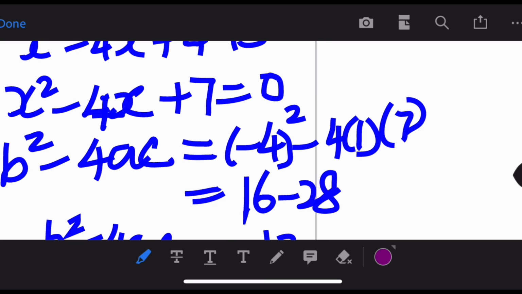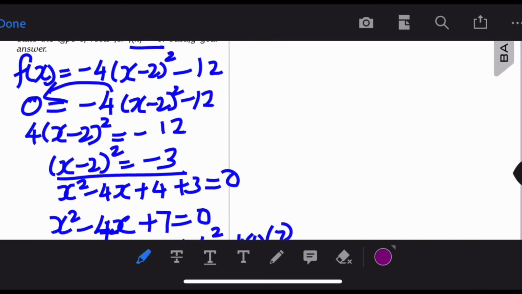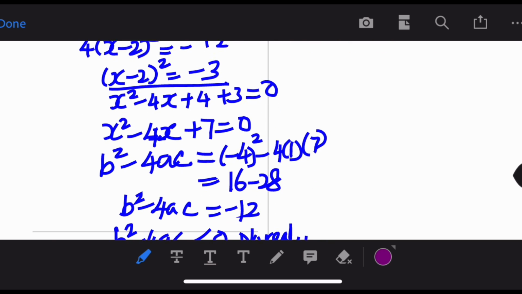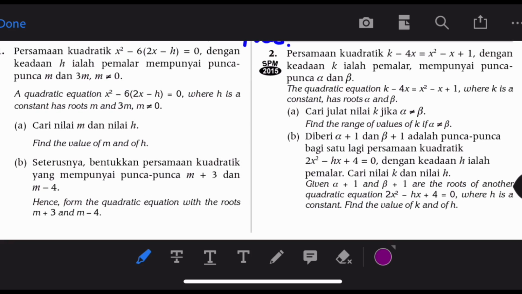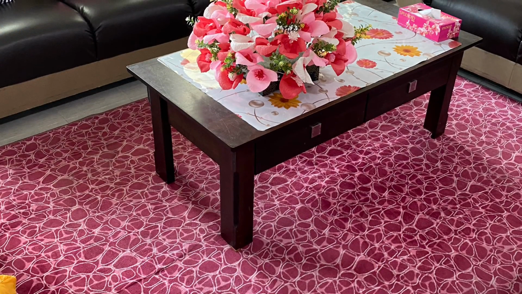So that's actually about the topic quadratic function and quadratic equation, and all these are popular questions in exams. Type of the roots. Okay, please make sure you follow well for the revision that I'm going to discuss in my next video teaching for paper 2.